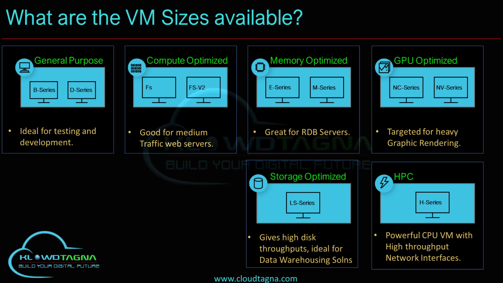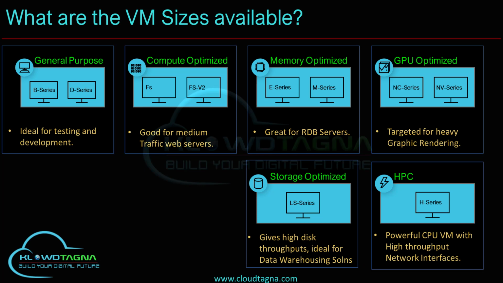Now let's see what sizes are available for you to choose from. There are several compute categories such as general purpose, compute optimized, memory optimized, GPU optimized, storage optimized and high performance computing. B-series VMs and D-series VMs are part of the general purpose category, and these types of VMs are ideal for testing and development environments, also suitable for low traffic web servers.